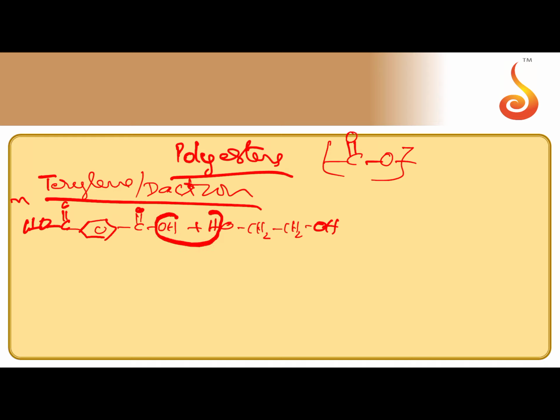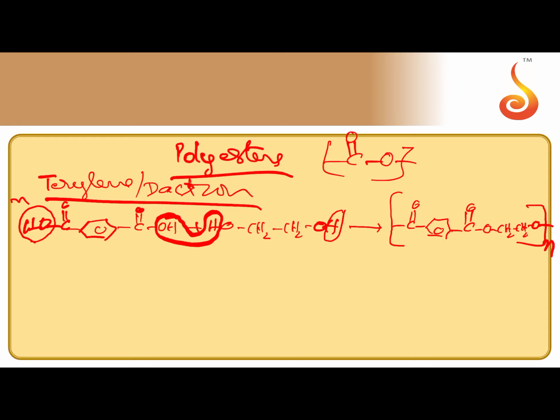During the polymerization, you remove OH and H: OH of the COOH, H of the alcoholic group. Similarly, from the terminals also, you remove OH of the COOH from the left side, and H of the OH from the right side. Then CO dash COO CH2 CH2 O dash. This is the repeating unit. Since n number of ester bonds are there, this is called polyester.